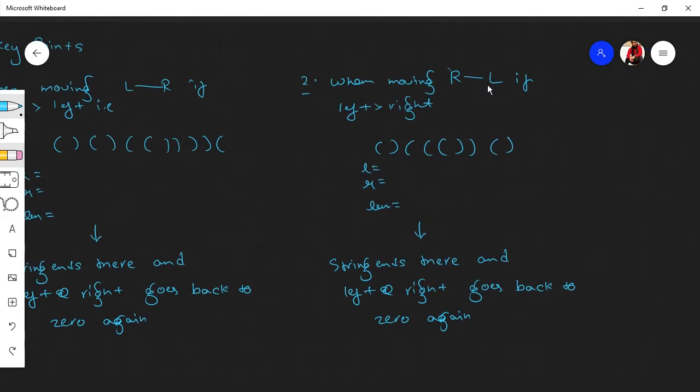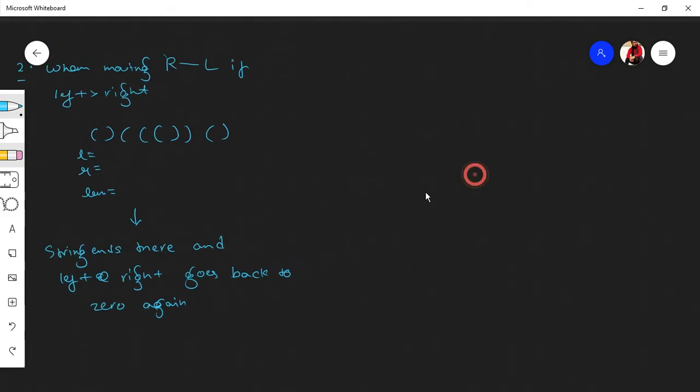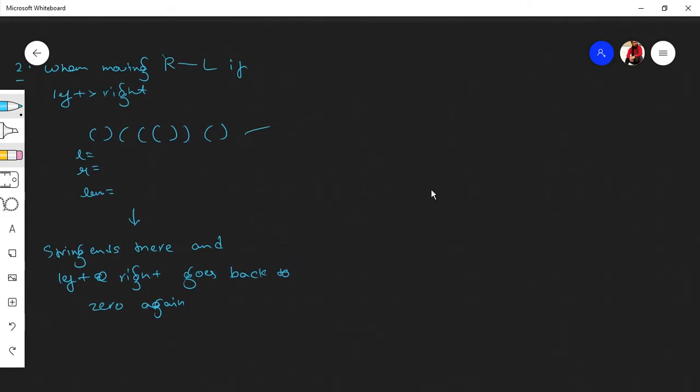Similarly, if moving from right to left, which means from back to starting, if left is greater than right, now the situation is just reversed. How it is reversed, I'll explain using this example only. For this, I'll keep the count. We have right 1 sorted, we have left 1 sorted. Now we have right 2 sorted, right 3 sorted, we have left 2 sorted, we have left 3 sorted.